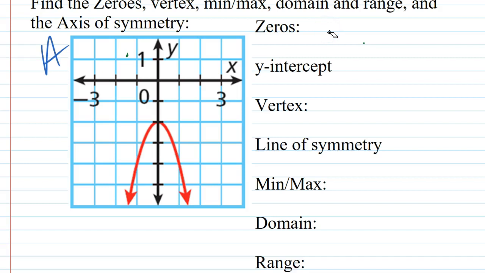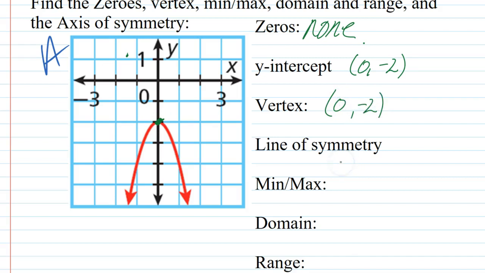The zeros are when you cross the x-axis. Because this graph doesn't cross the x-axis, there are no zeros. The y-intercept is where you cross the y-axis. We cross the y-axis right there at -2, so we're going to have 0, -2. Remember, whenever we cross the y-axis, our x value is 0. The vertex happens to be the same. Our vertex is our highest or lowest point. It's also at 0, -2.